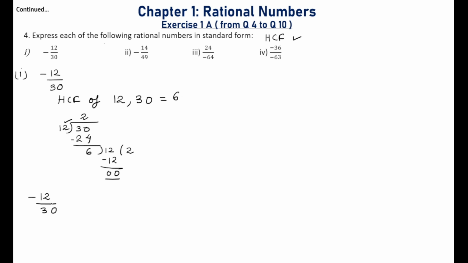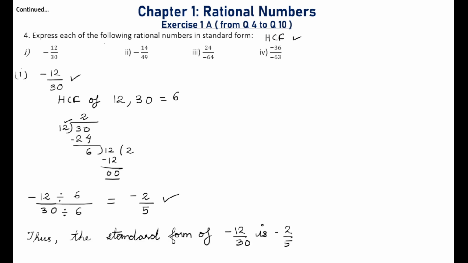Now, to convert minus 12 by 30 into its standard form, I will simply divide this rational number by its HCF, correct? So on dividing it by its HCF, I get here minus 2 by 5. Now this number that you get here, minus 2 by 5, is the standard form of minus 12 by 30. Now let us solve the next question.